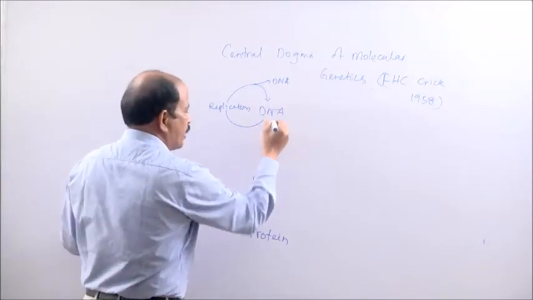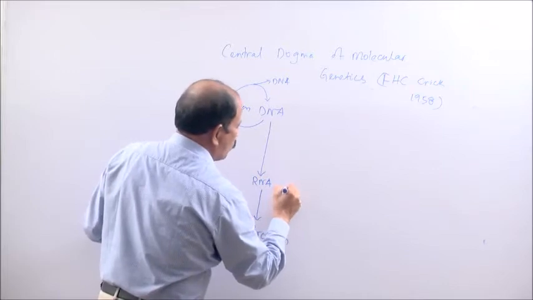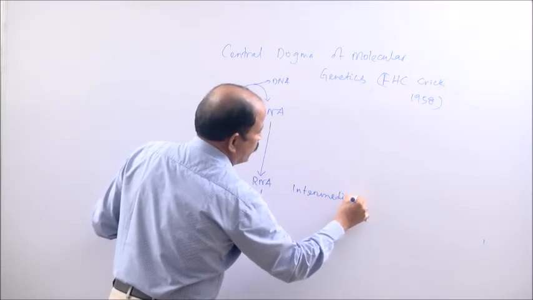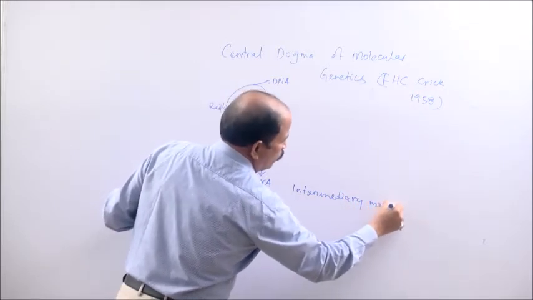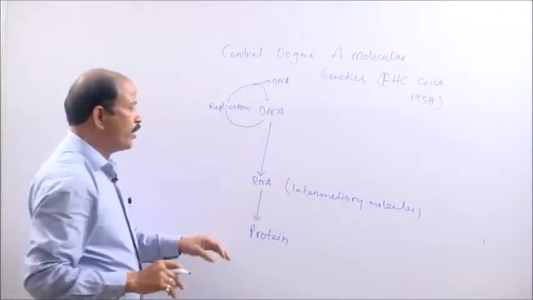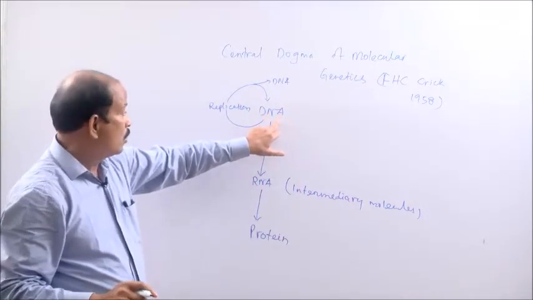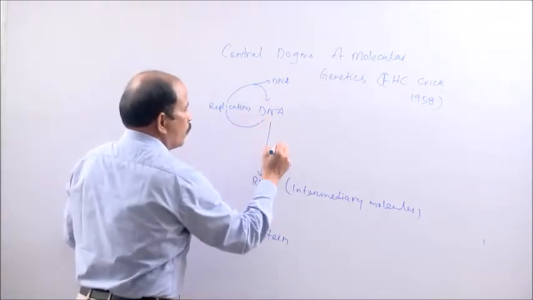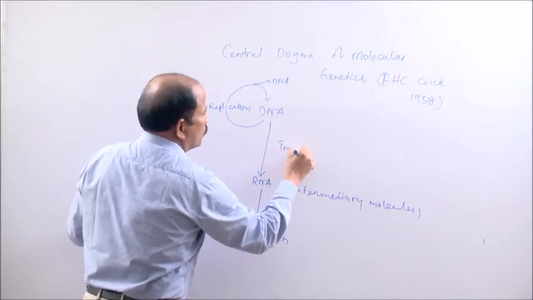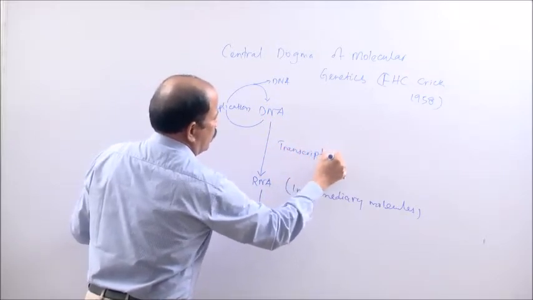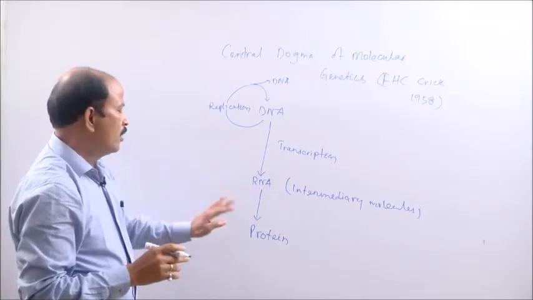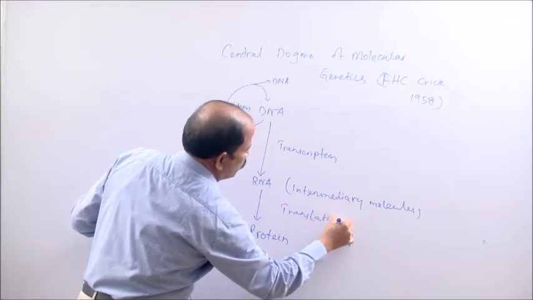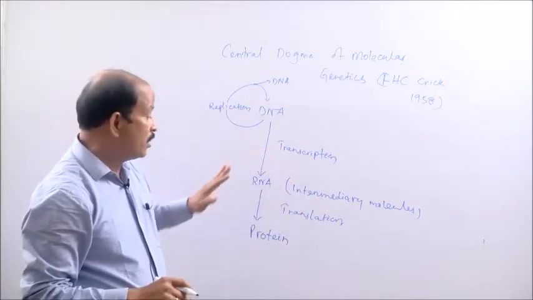Now this DNA produces RNA. These are called intermediary molecules. What do they do? They are involved in transmission or flow of information from DNA to protein. So DNA by way of the process called transcription gives rise to RNA. RNA by means of translation gives rise to protein. So there are two major events called transcription and translation.